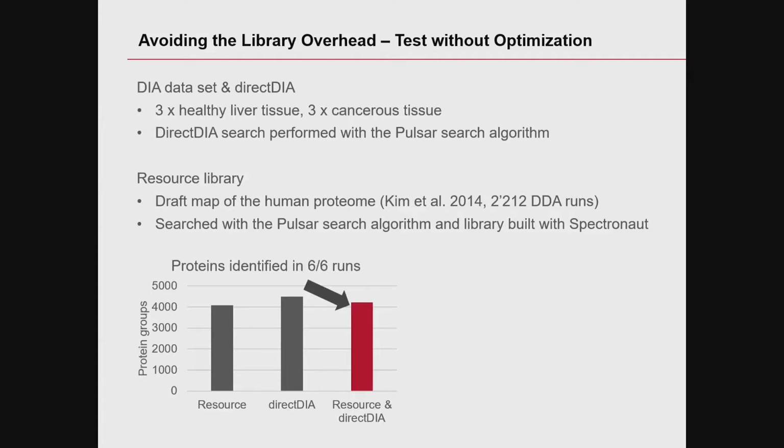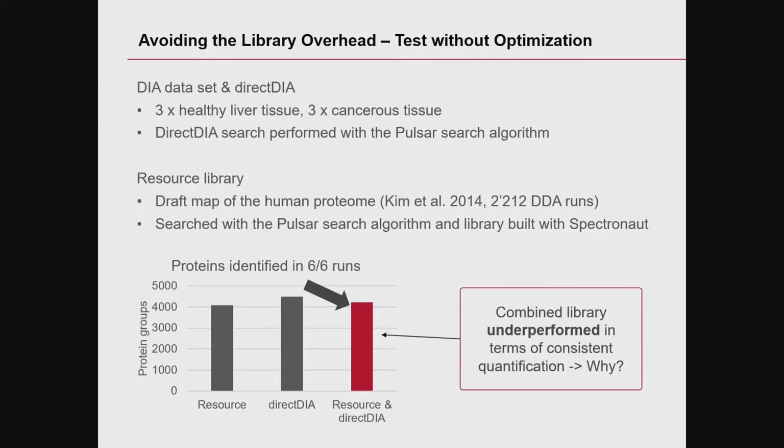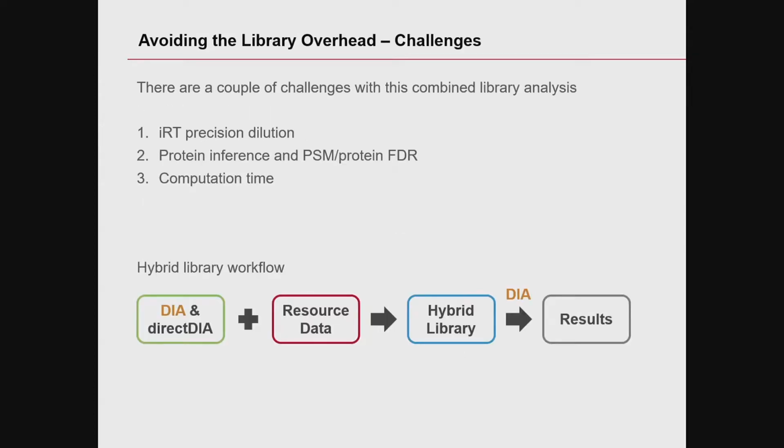But what surprised us then was that the analysis with the combined library was not as good as the direct DIA analysis, it was rather worse. So it really underperformed in terms of consistency of quantitation, and we asked ourselves why that's the case. We could see a number of limitations with this workflow, which I have described on this slide here. So it was 3 major limitations with this quick and dirty test we did.